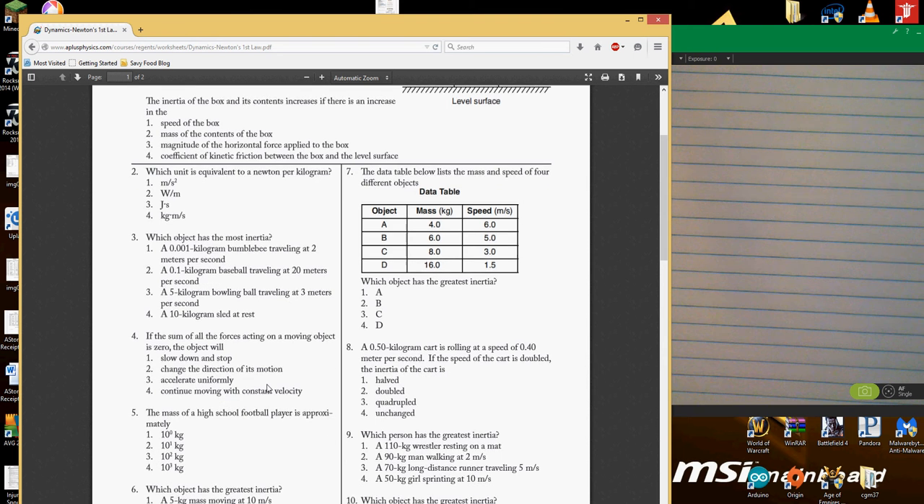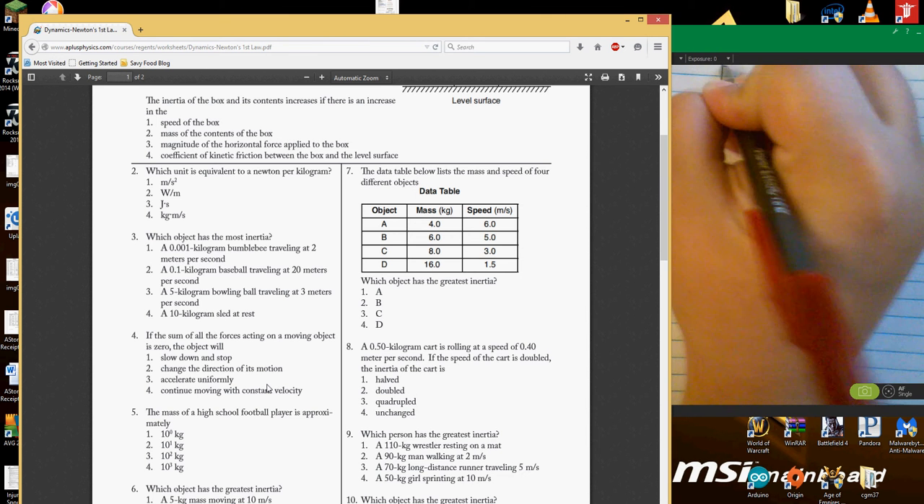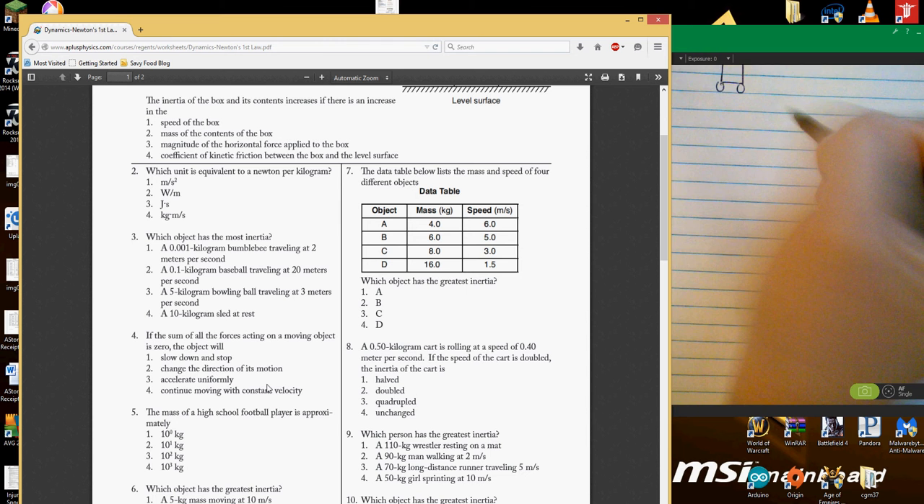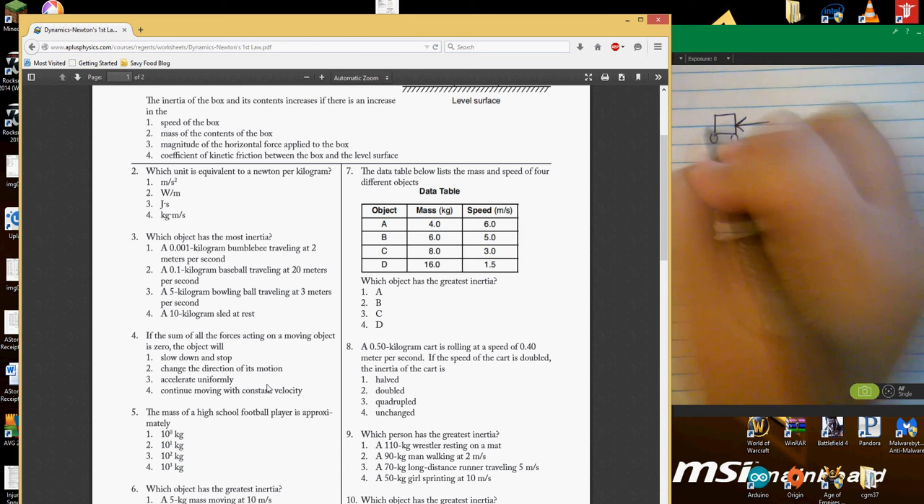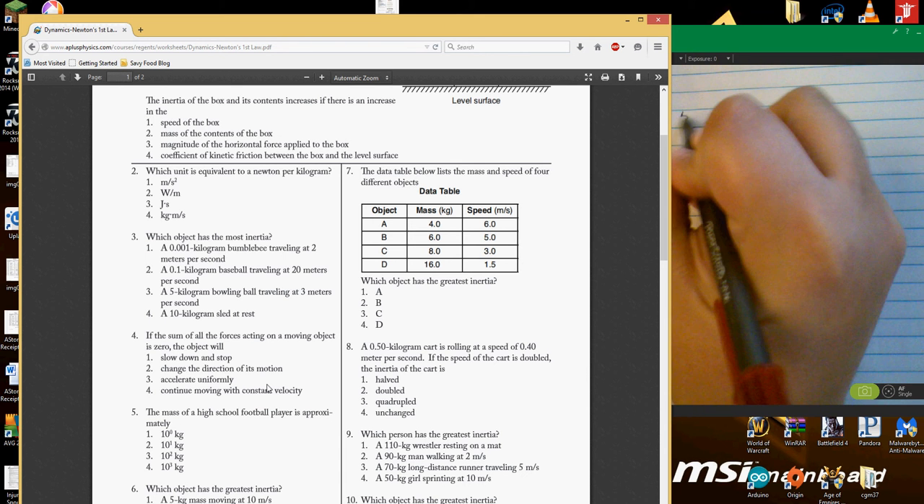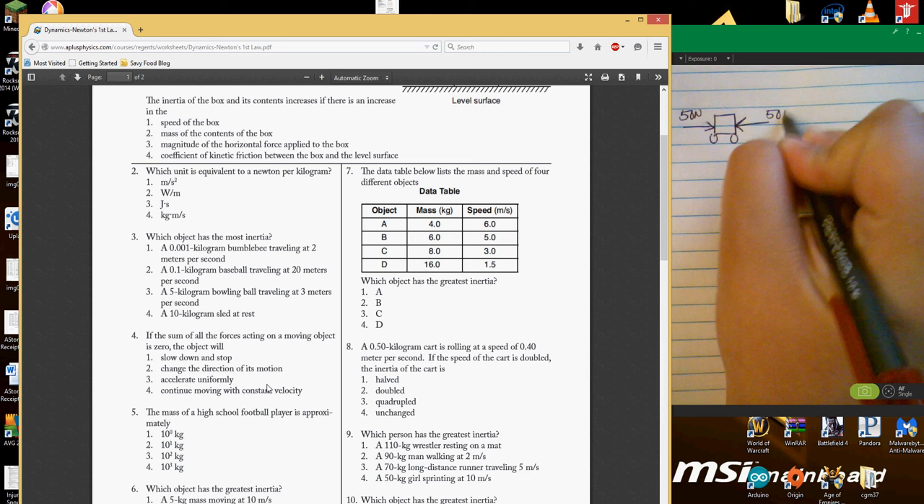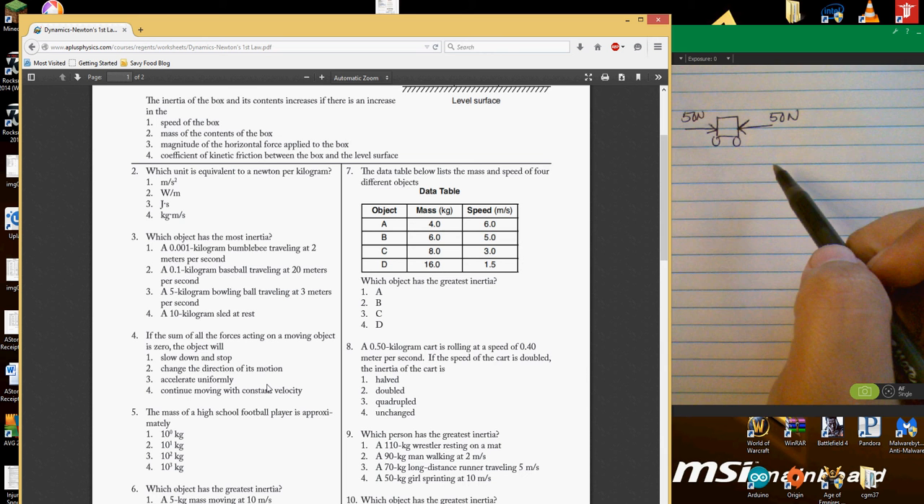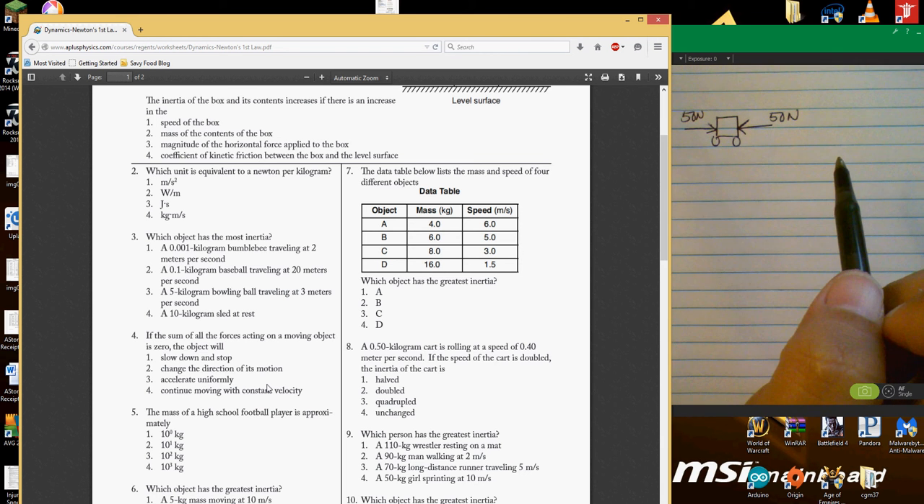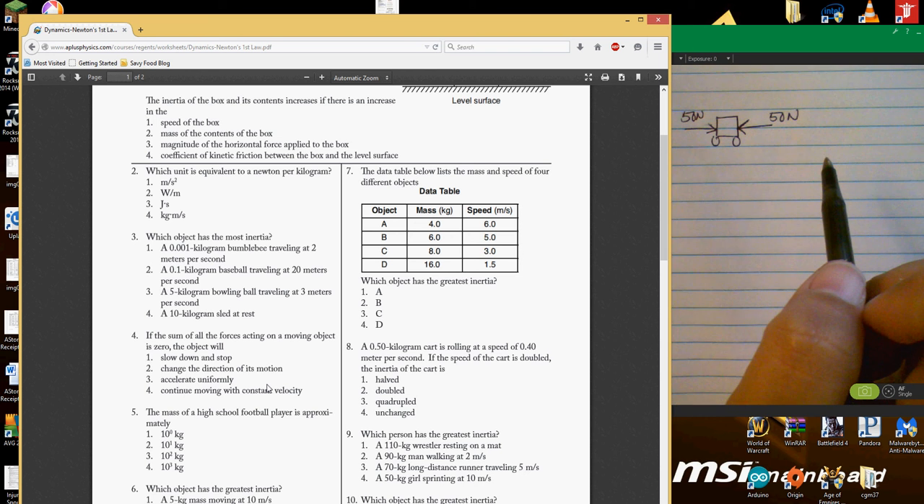Question number 4 says, if the sum of all the forces acting on a moving object is 0, the object will do what? Just because you have an object that may be moving in one direction, it still can have a force. Let's say this is 50 newtons and this is 50 newtons. In all directions, you can end up still having a constant velocity. It's where everything is still the same. You're not increasing in acceleration or decreasing.